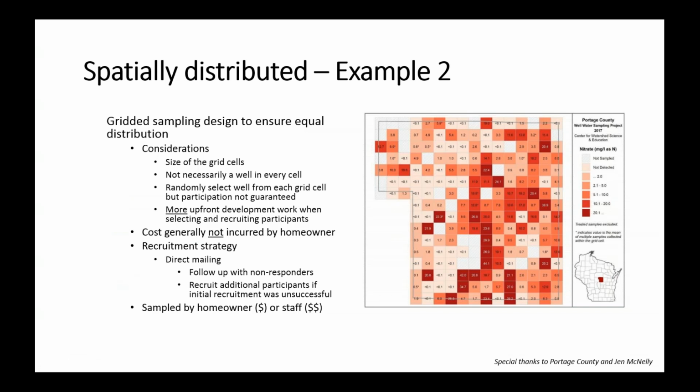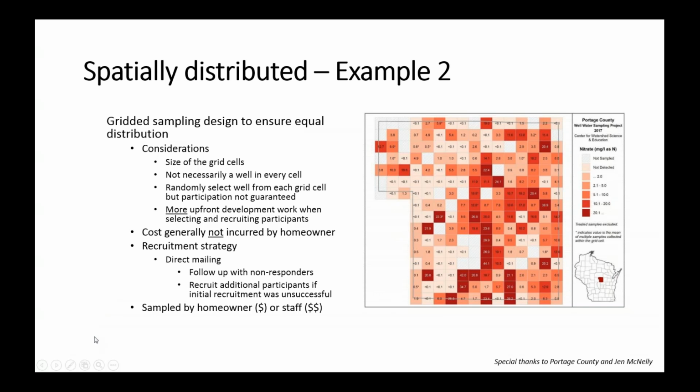If you truly want a random sample and want those people that you contact to participate, it's going to be much more successful if you have funding to cover the cost of that sample rather than ask them to pay for it on their own. Recruitment strategy here is usually some sort of direct mailing. There's usually a follow-up for those people that don't respond, and if they don't respond after the second one, then you have to recruit somebody else from that same grid cell to try and fill in that grid as best as possible.